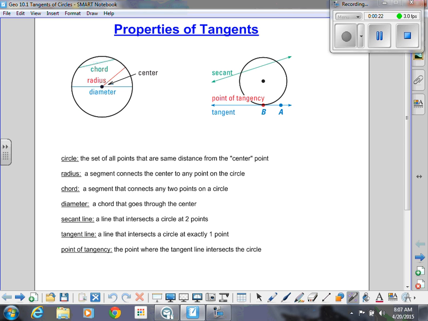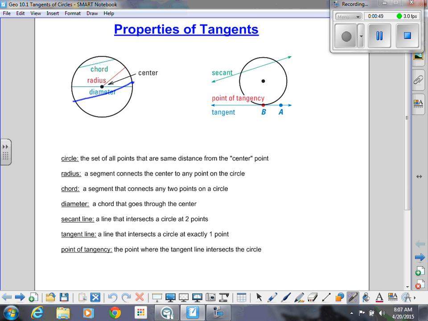And then the radius is simply a segment that connects the center point to the edge of the circle. So any point on the circle. Those two you're probably more familiar with, but a chord is a segment that connects any 2 points on the circle. Okay, so that would be a chord. I could do a chord that goes like this. So it can be anywhere in the circle as long as it connects 2 points on the circle.